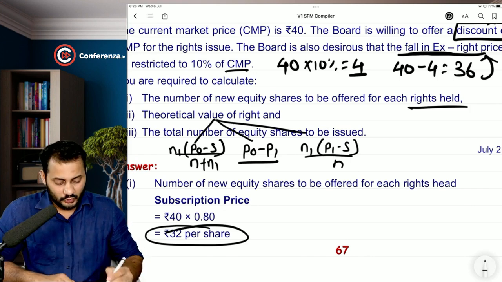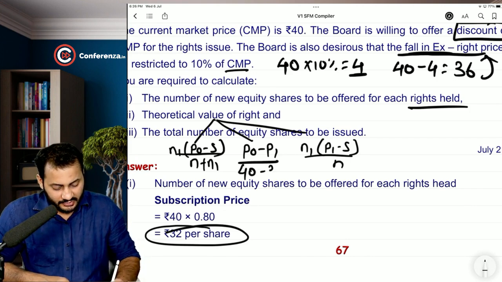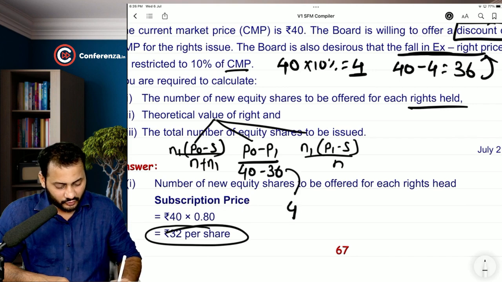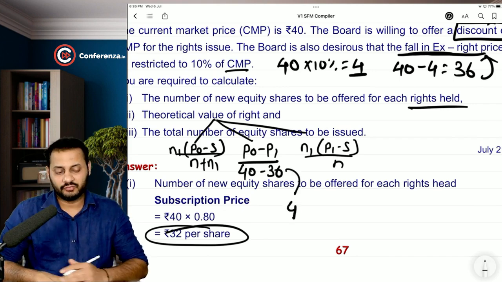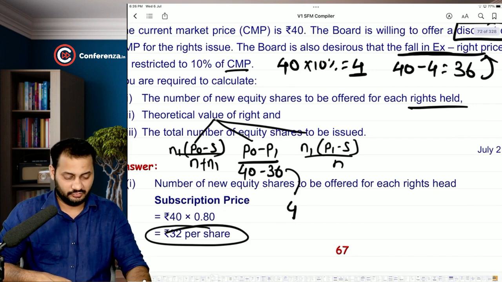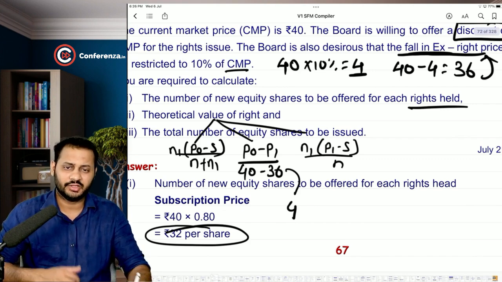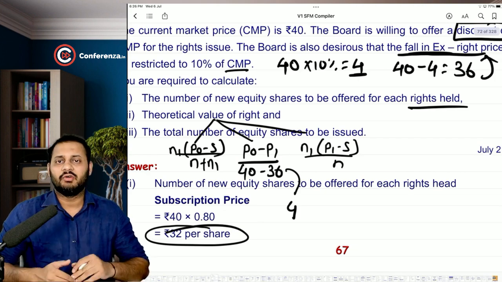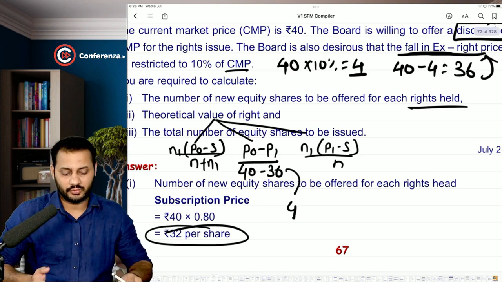So P0 is 40, P1 is 36, the answer is 4. 4 is the value of the right. Each right per share. So in this case 1:1 is the ratio, so the value of the right becomes 4. Value of right per share also becomes 4.